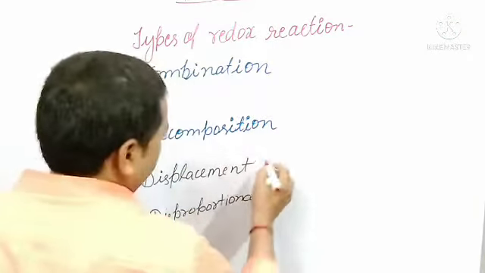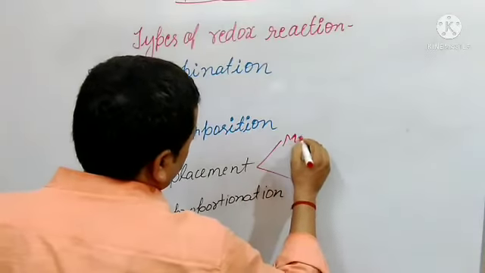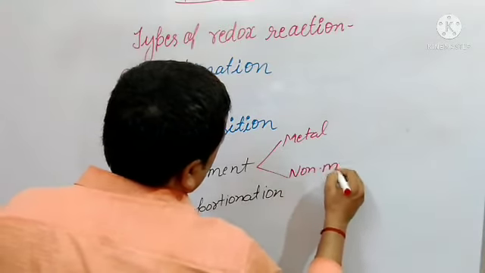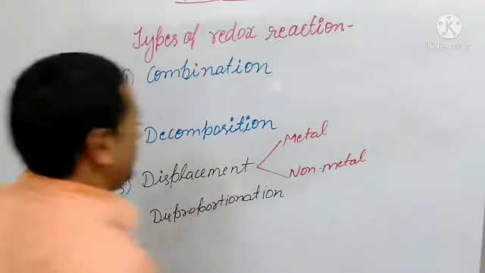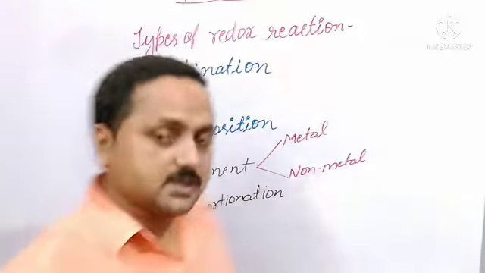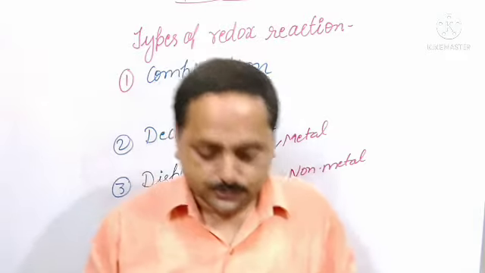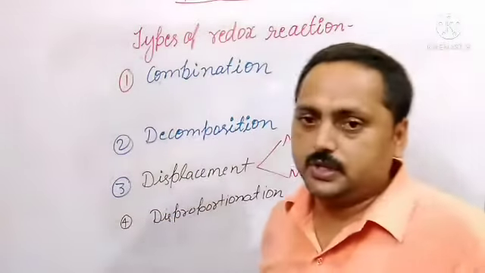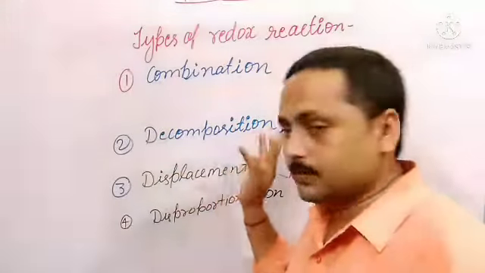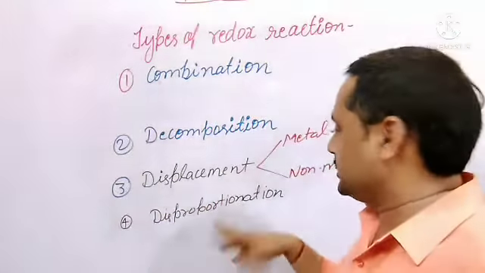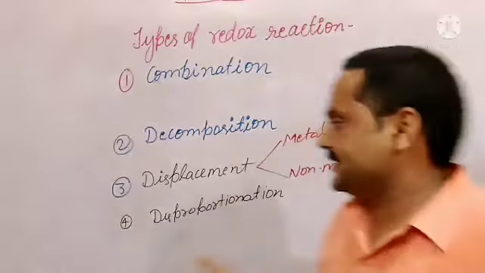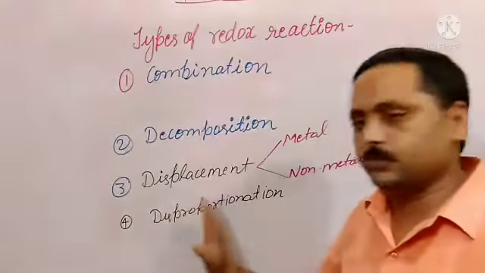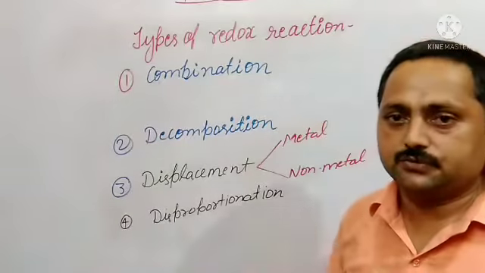Displacement may be of 2 types: metal displacement and non-metal displacement redox reaction. Okay children, so here we have seen there are 4 types of redox reaction. First is combination, second is decomposition, third is displacement, which is of 2 types, metal displacement and non-metal displacement, and fourth is disproportionation reaction.